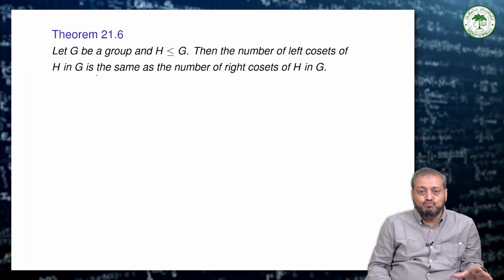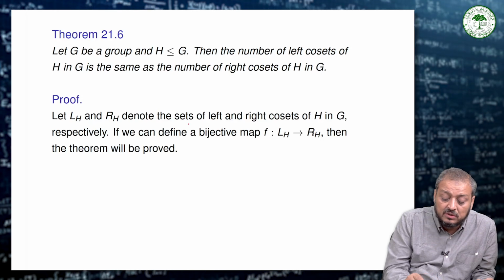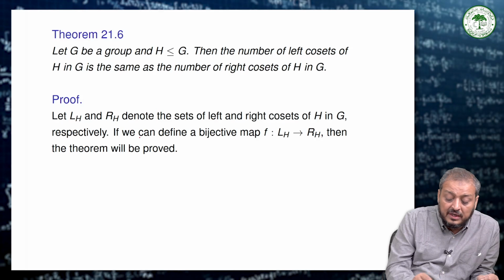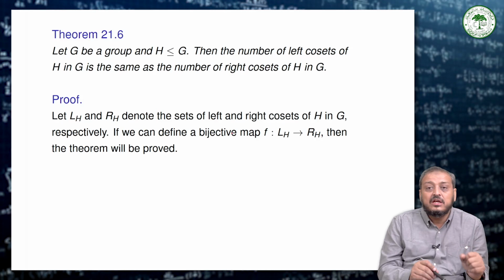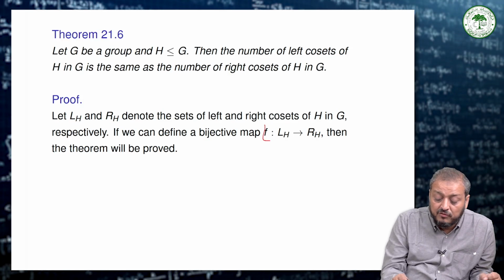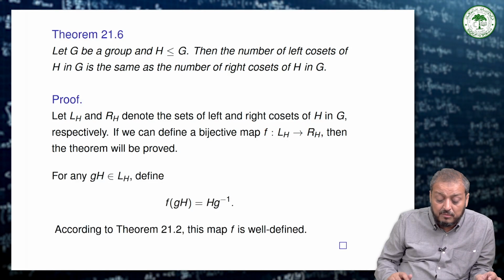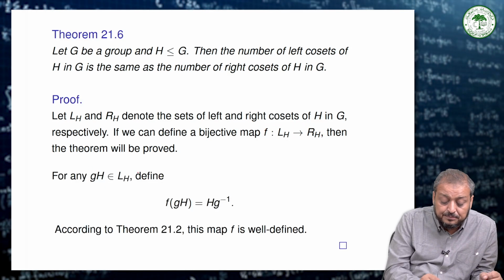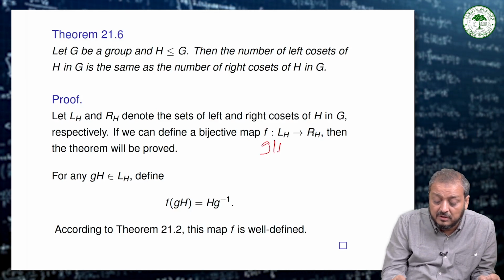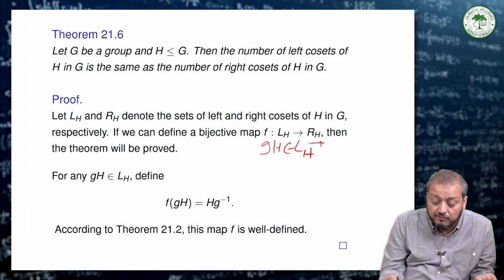So let's prove it. I just denote by LH and RH the left and right cosets of H in G. Then we can define a bijective map f from left cosets to right cosets. We define it as follows: if gH is an element of LH, then this map sends it to an element of RH.